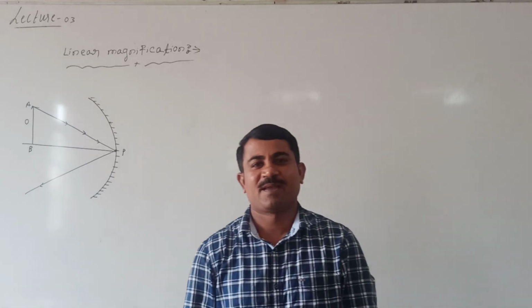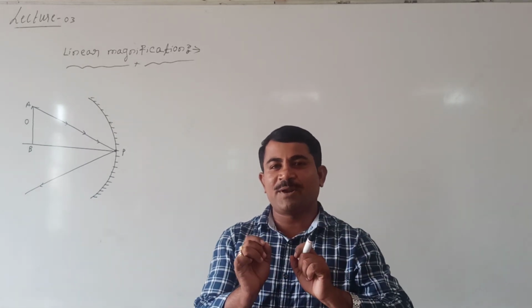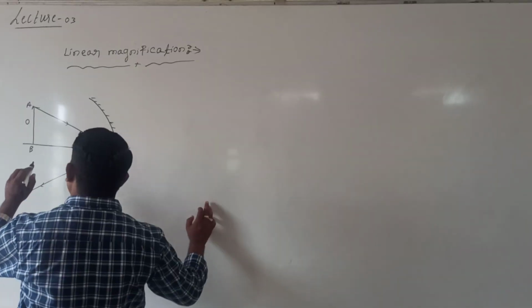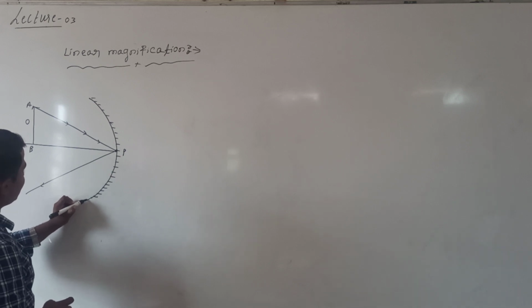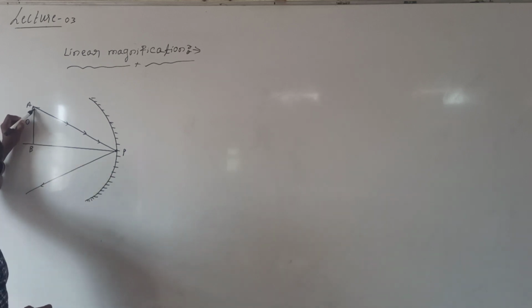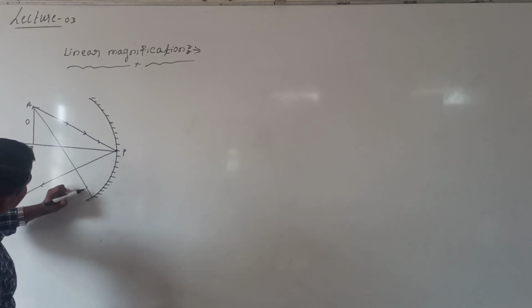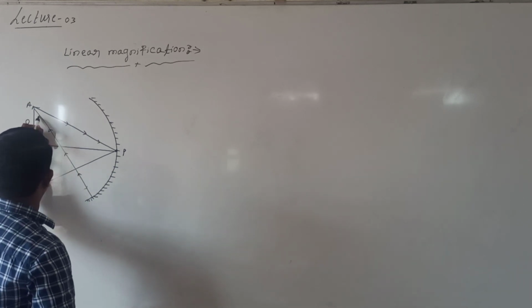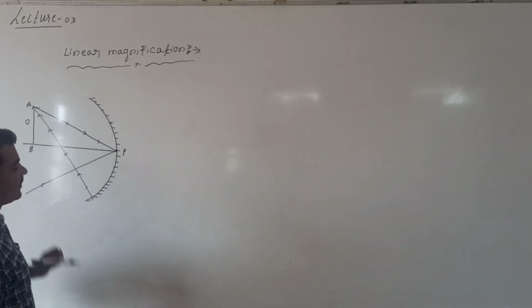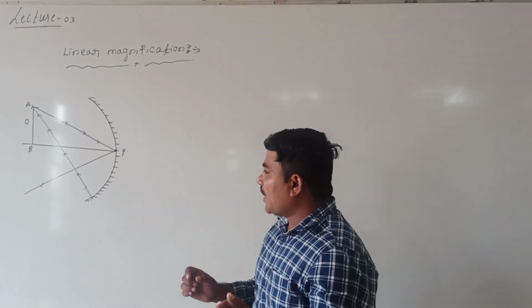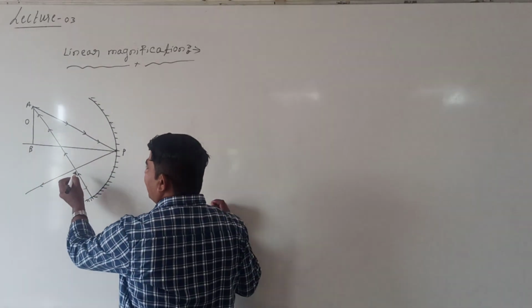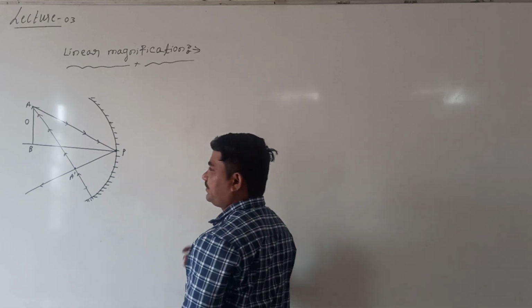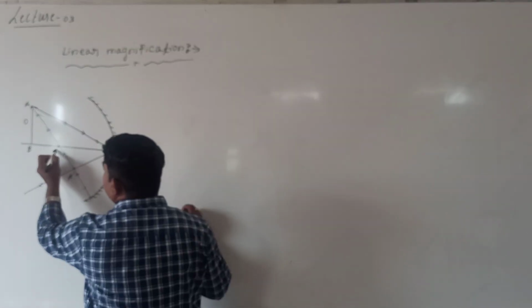Now let us consider one more ray of light that passes through the center of curvature. I'll extend this mirror like this. The ray is incident like this, and after incidence this ray of light retraces its path, in the direction it comes, it goes. After reflection, all the rays of light meet at the point A dash.